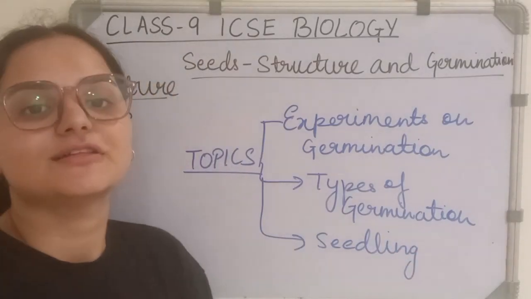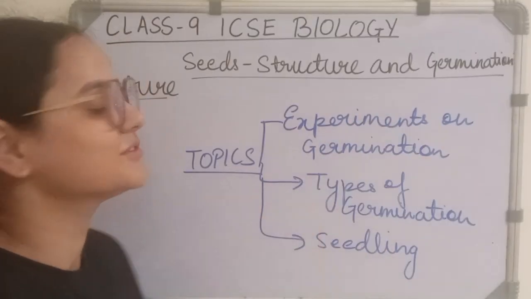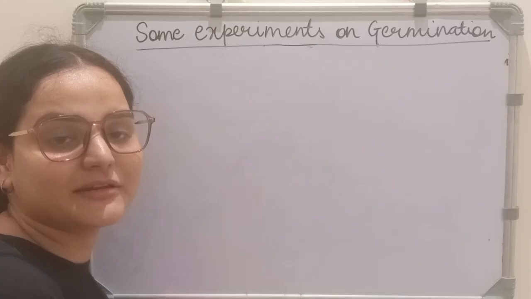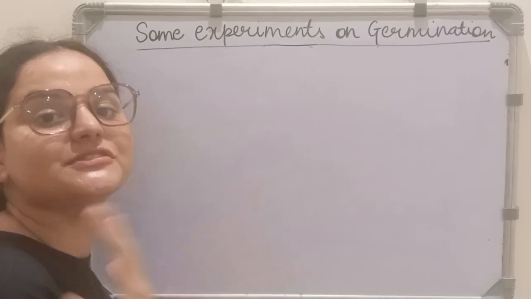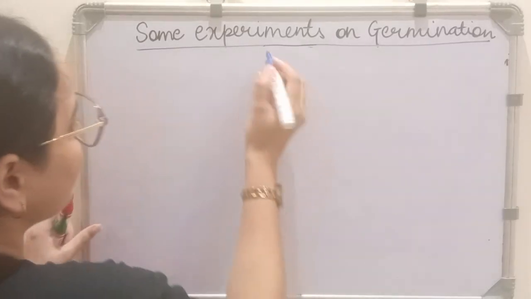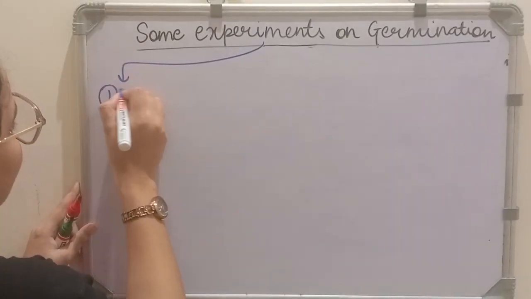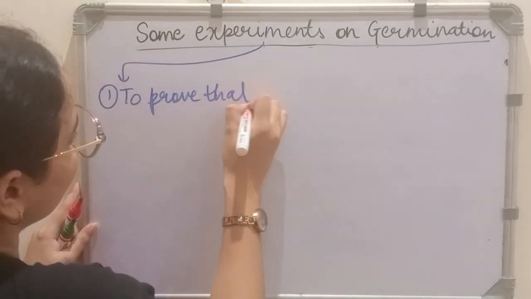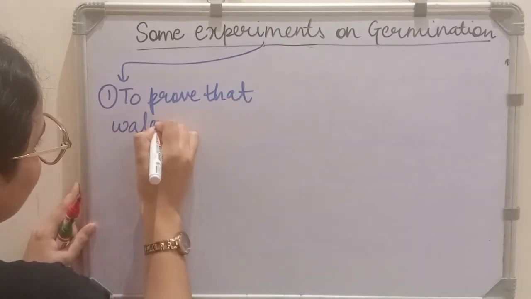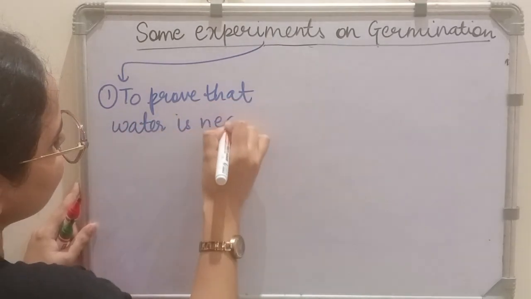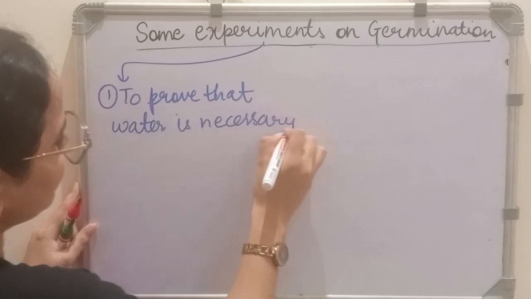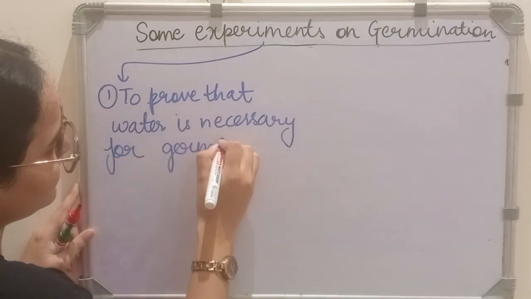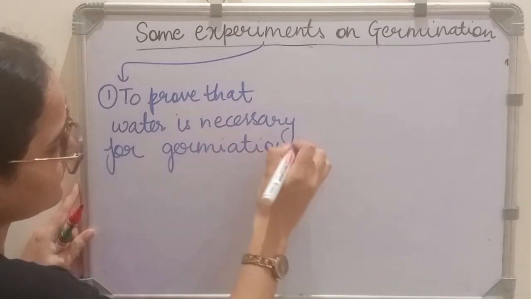So let's begin with our first topic, which is experiments on germination. In this topic, we are going to deal with 4 experiments. So let's discuss all the experiments one by one. So the first experiment is to prove that water is necessary for germination. We have to prove this thing.